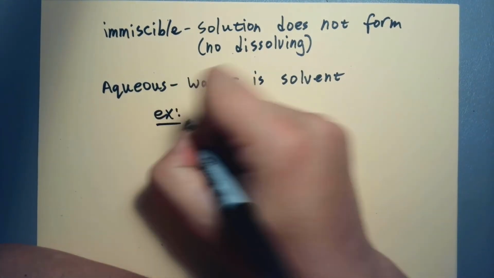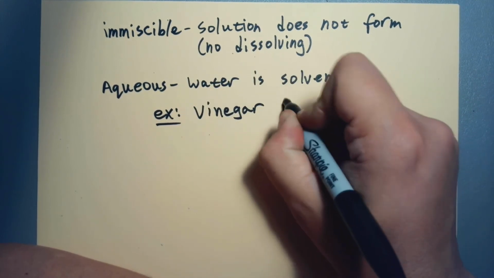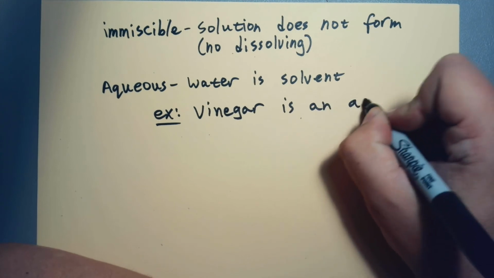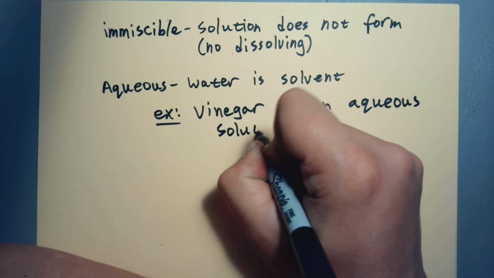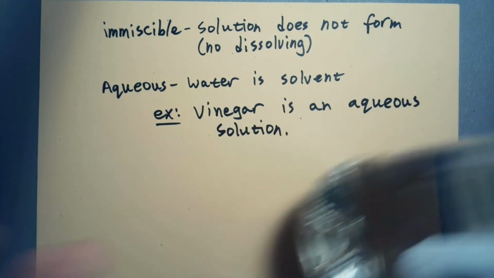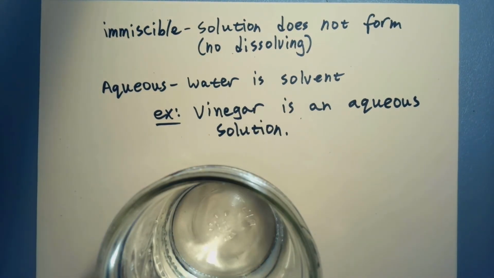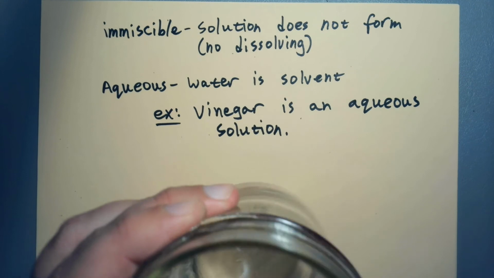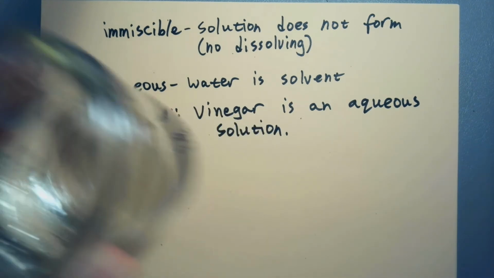So for example, vinegar is an aqueous solution. Okay? So it's got water as a solvent, it's aqueous. What did I make in this jar right here? An aqueous solution. And most of that sugar is dissolved now. It's almost all gone. So we made an aqueous solution.